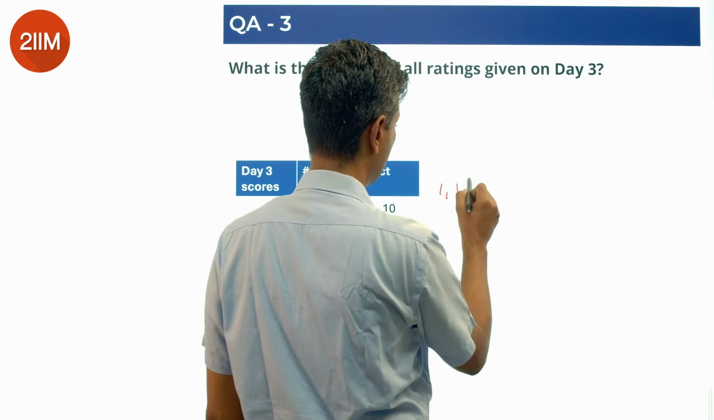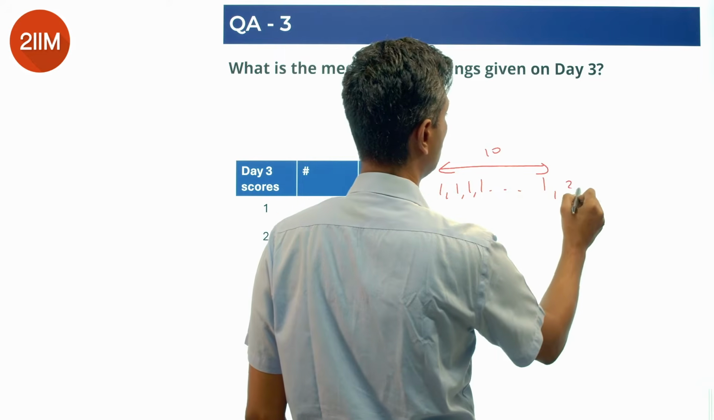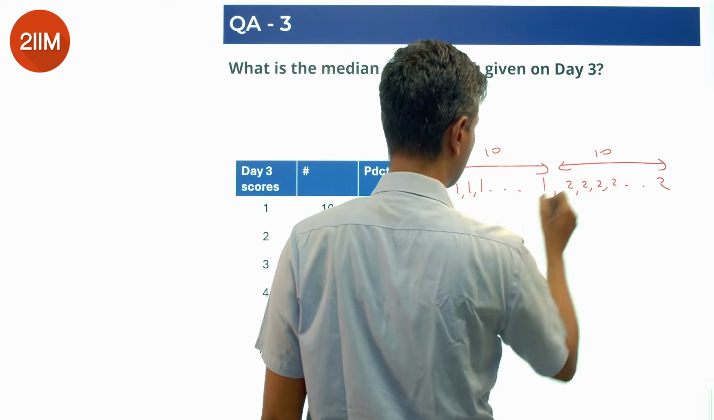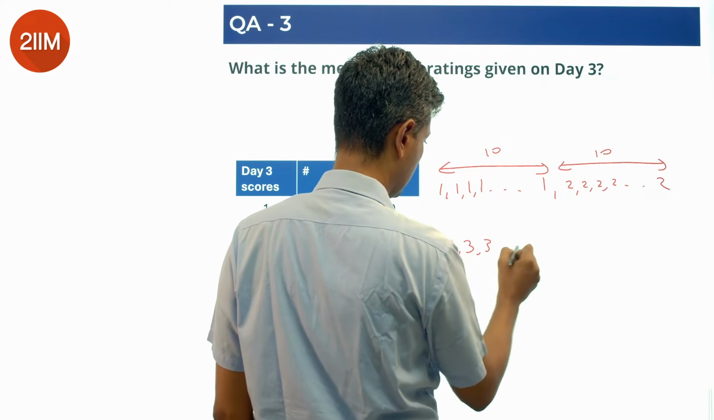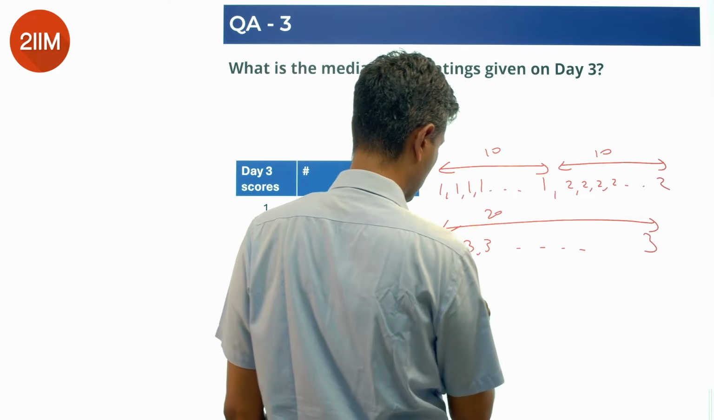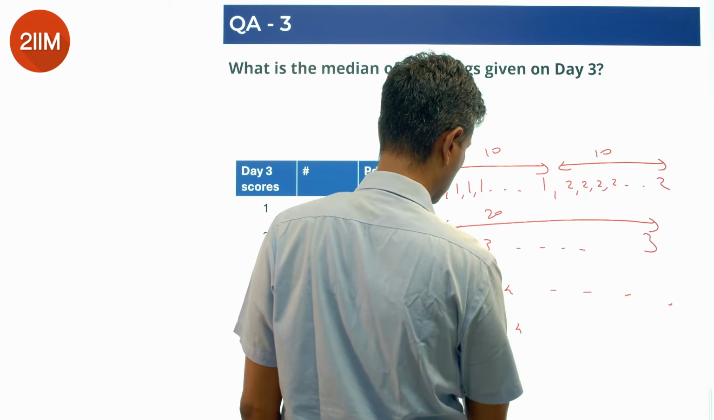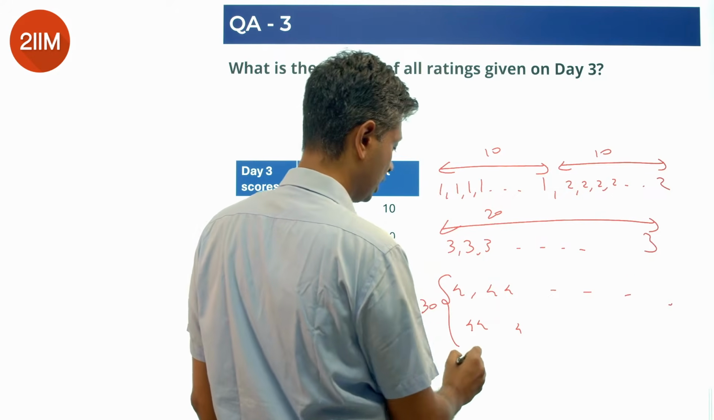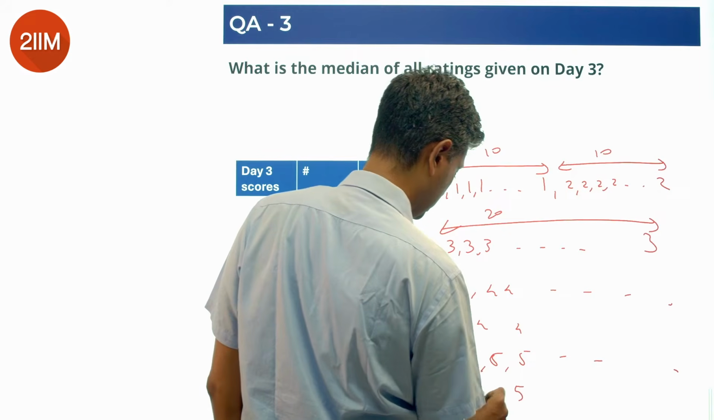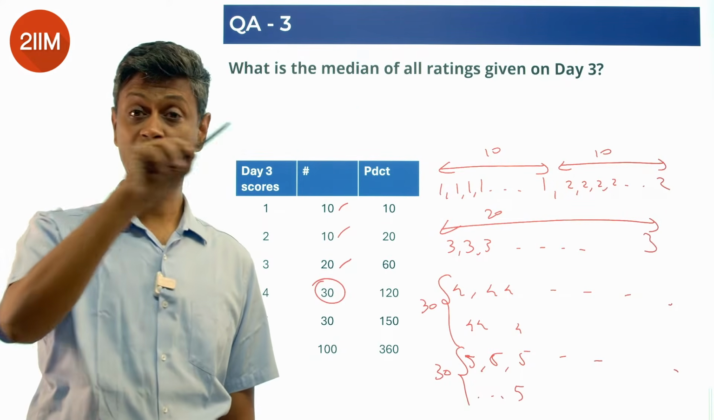So we have 1, 1, 1, 1, 10 times. 2, 2, 2, 2, 10 times. 3, 3, 3, 20 times. 4, 4, 4, 30 times. And 5, 5, 5, 30 times. This is the ascending order of everything put together.